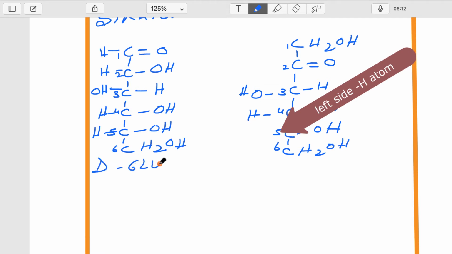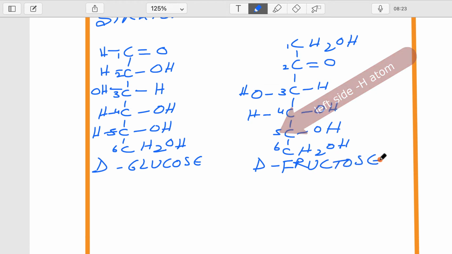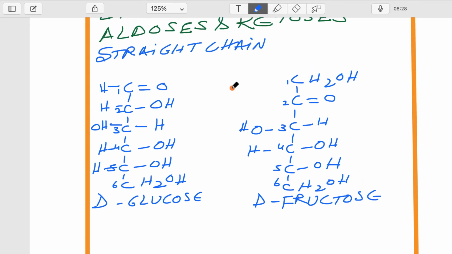What is D-glucose and what is L-glucose? I will explain when we talk about isomerism. There are various types of isomers present. These are straight chain structures.